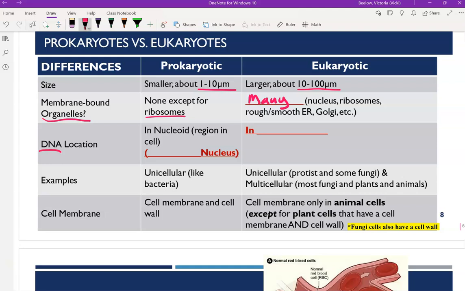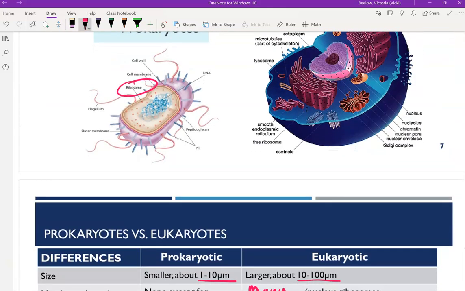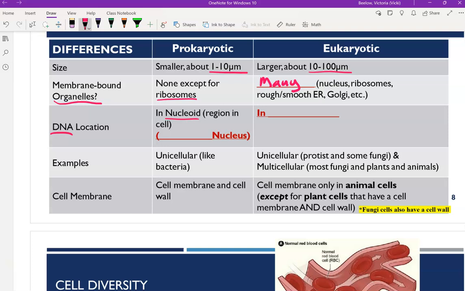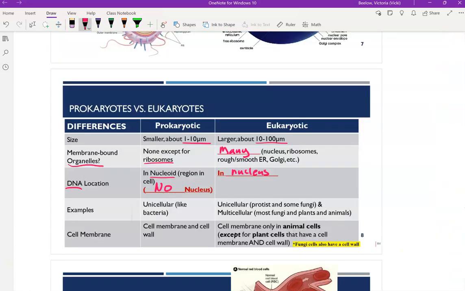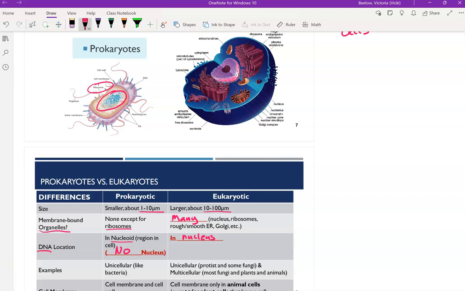DNA: a prokaryotic cell has what we call a nucleoid region. It's just an area here where the DNA is found. It's not contained within anything. So prokaryotic cells don't have a nucleus. Their DNA is just kind of floating around, versus in our cells as eukaryotes, DNA is found in the nucleus. So up here, this is the nucleus right here, and this is where you would find the DNA, inside of that. We'll get into more detail with that later.